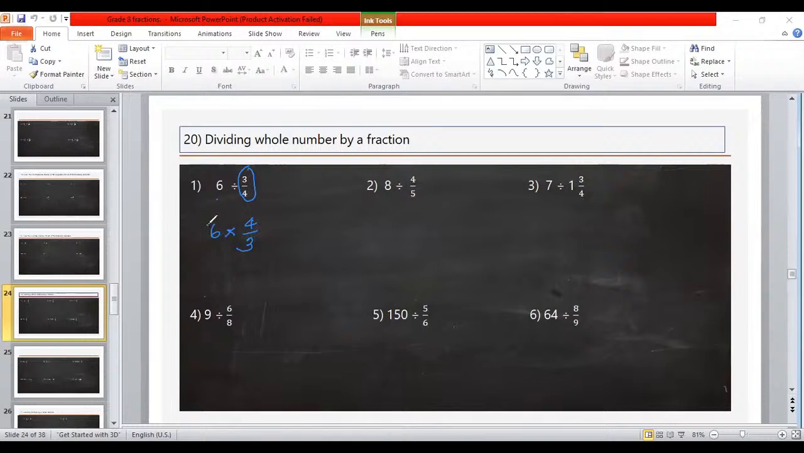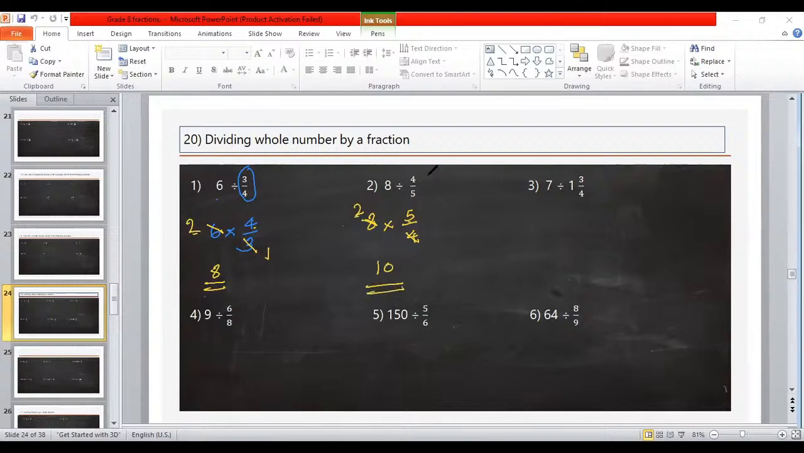Here over the line 6. How many threes are here? 2. Here 1. 2 times 4, the answer is 8. Now 8 with the multiplication sign, write the reciprocal 5 over 4. 8 divisible by 4, how many? 2. 2 times 5, the answer is 10.